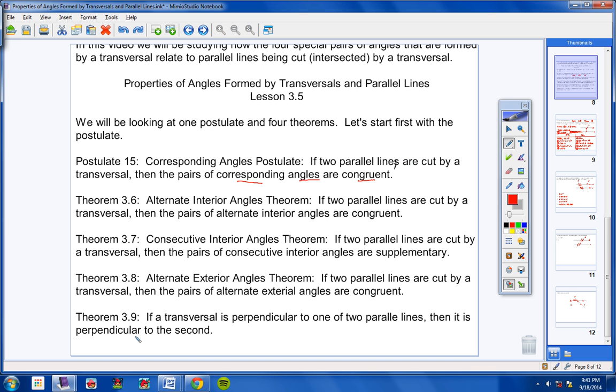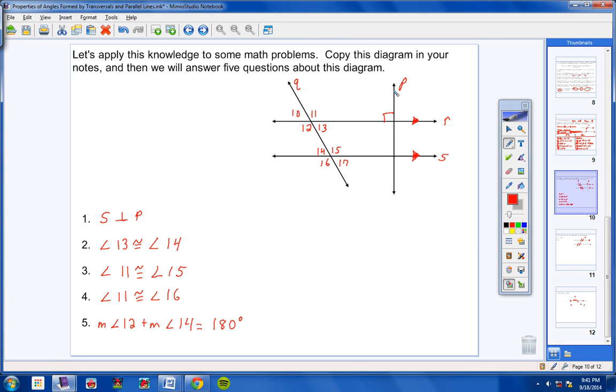Look at theorem 3.9. If a transversal is perpendicular to one of the 2 parallel lines, then it also has to be perpendicular to the second line. So if P is perpendicular to R, then P also has to be perpendicular to S, and we call that theorem 3.9. So right here in your notes, go ahead and write theorem 3.9.